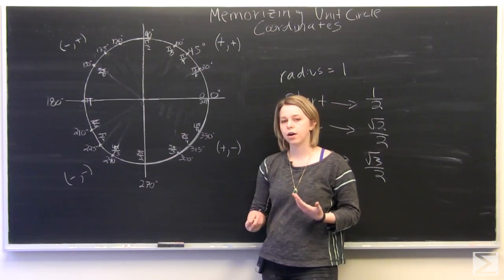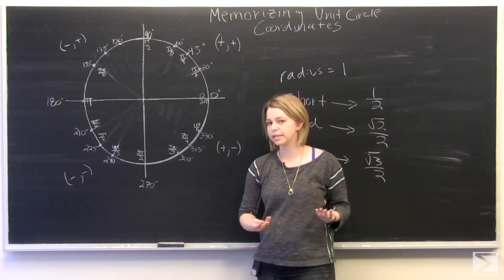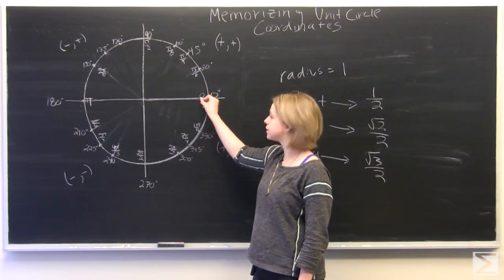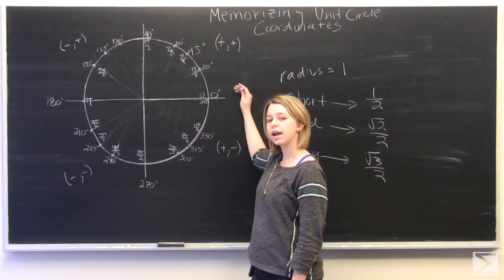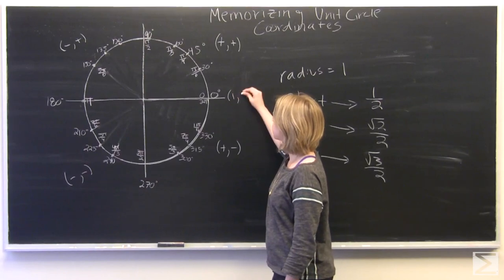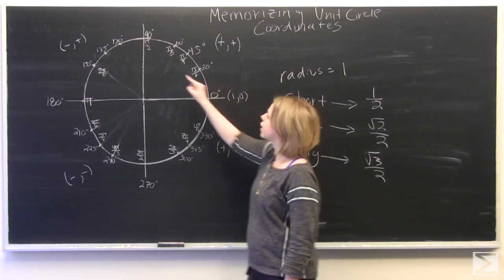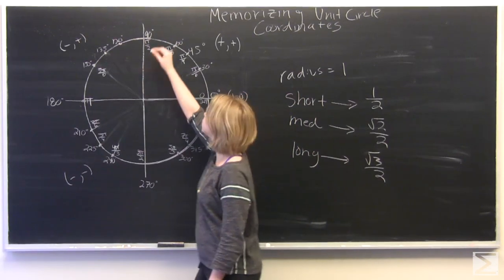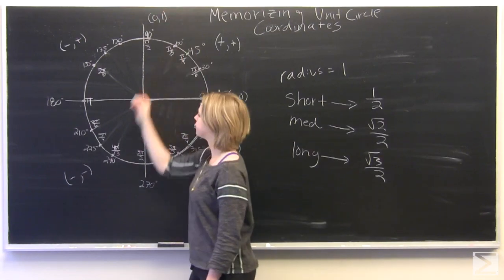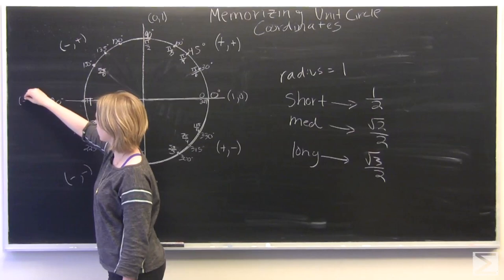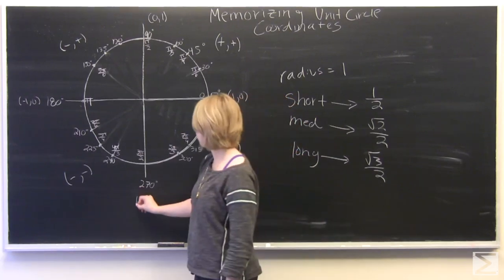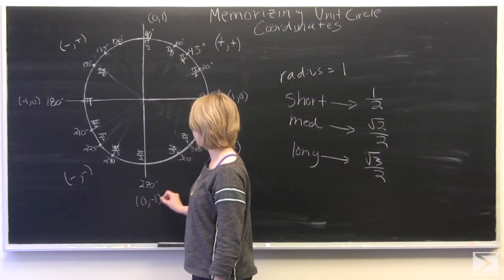And we can start by labeling off our four easiest coordinates. You can always get those. So over here, we know that our radius has a length of 1 unit. And so we've moved 1 unit to the right on the x-axis, and we haven't moved at all in the y direction. So our coordinate is 1, 0. Up here, we've moved positive 1 in the y direction, but we've had no movement in the x direction. So our coordinate is 0, positive 1. Over here, our coordinate is simply negative 1, 0. And down here at 270 degrees, our coordinate will be 0, negative 1.